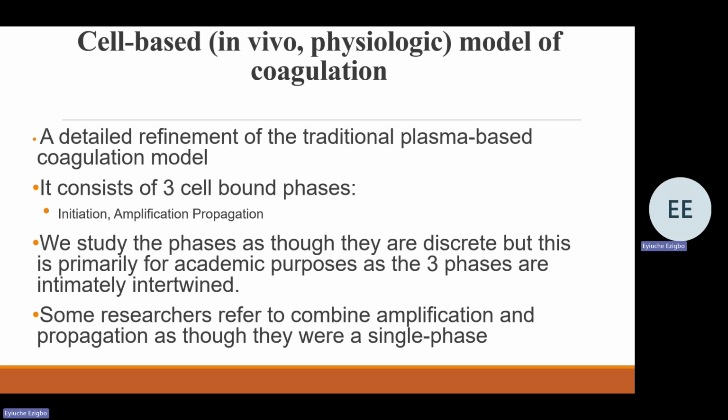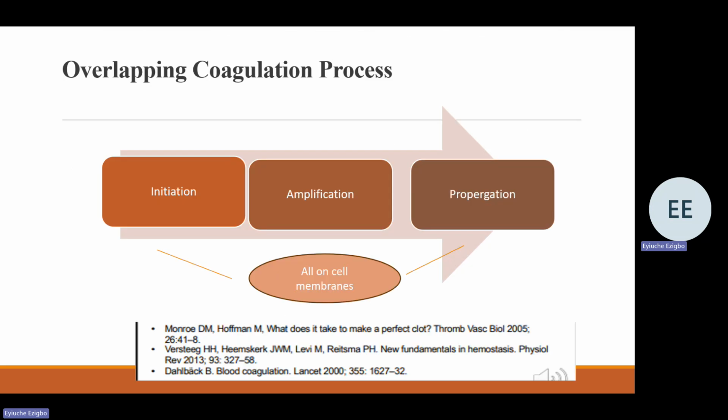That's why you can find some describing it as initiation, amplification, propagation, and then clot formation. So you can see the diagram shows the phases linked together with the larger arrows. They are not separate, they are interlinked. The initiation, the amplification, and the propagation are interlinked together, and all of them occur on cell membranes.